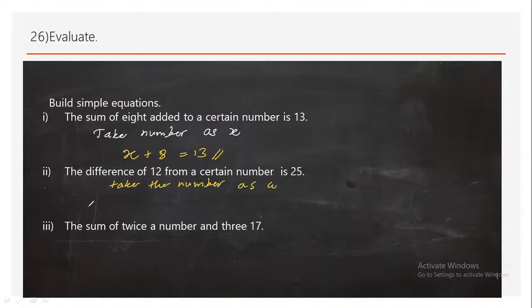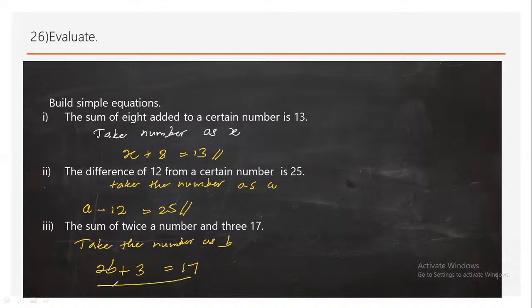A minus 12 equals 25. The sum of twice a number and 3. That means take the number as B. 2B plus 3, the sum of twice a number and 3, equals 17. 2B plus 3 equals 17.